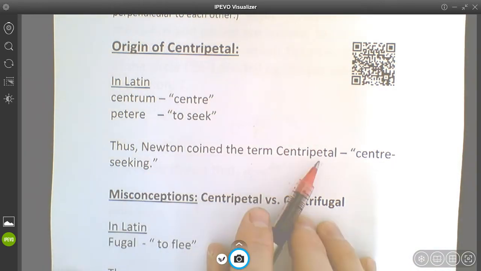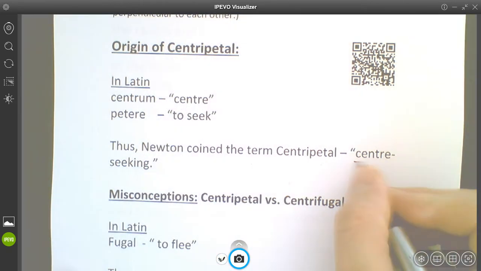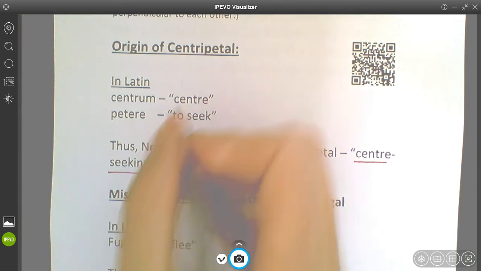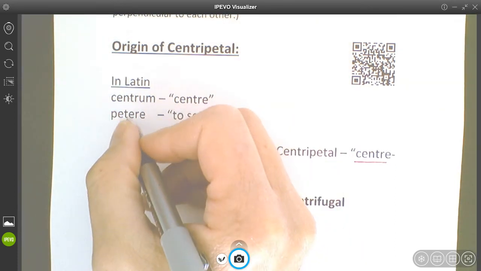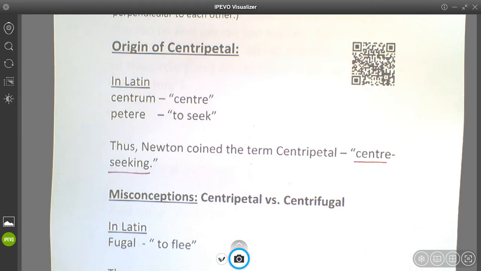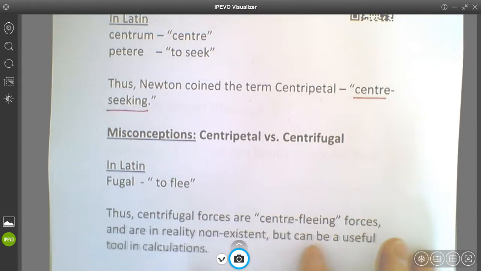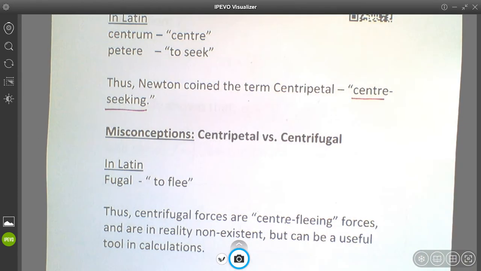Thus, Newton coined the term centripetal, or the word center seeking. Center seeking, centrum, pedal, and there we go. Now, there are misconceptions. You're going to often hear the word centrifugal force. It's wrong. It's not a thing. It doesn't exist. Centripetal acceleration exists.